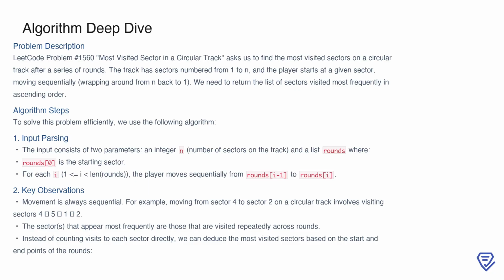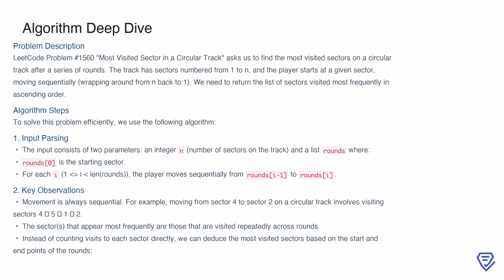To solve this efficiently, we start with input parsing. The input includes the total number of sectors, n, and a list called rounds. This list specifies the starting sector and the sequence of endpoints for each round. The key observations here are that movement is always sequential and that wrapping around the track is part of the movement. For example, moving from sector 4 to sector 2 involves visiting 4, 5, 1, and 2.